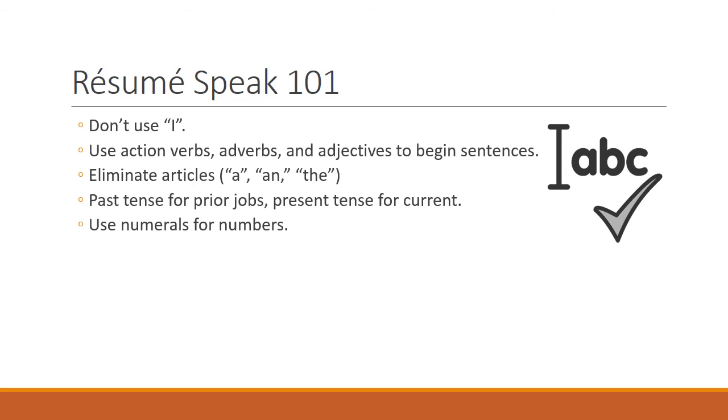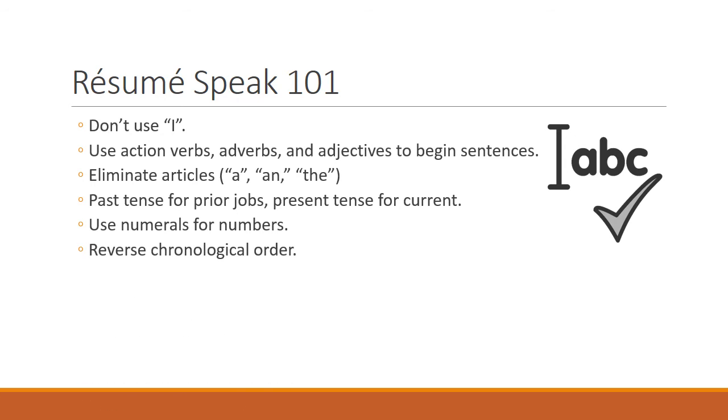Also, you want to try to use numerals for numbers because writing out 52,000 takes a long time to read. You can just put 52K, or 52K with a dollar sign if it's money. Okay. So you try to use numerals for numbers where possible, and make sure you stay consistent.